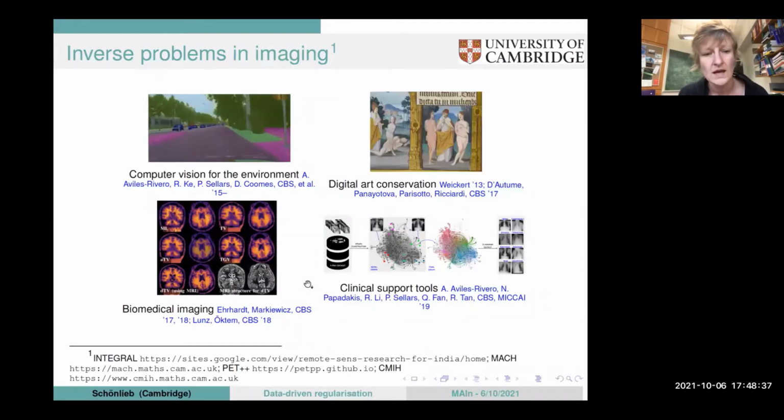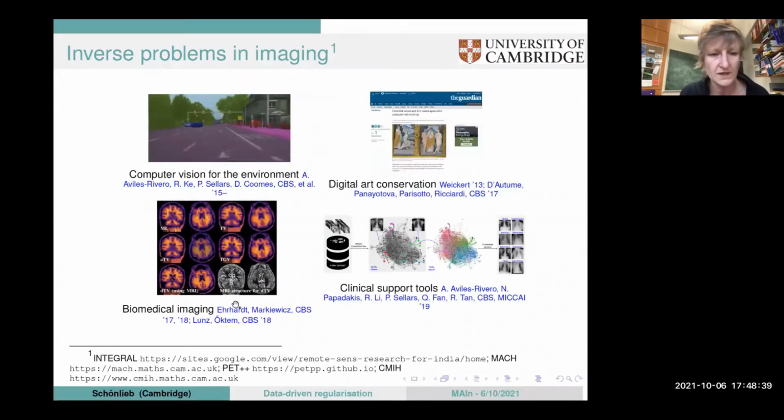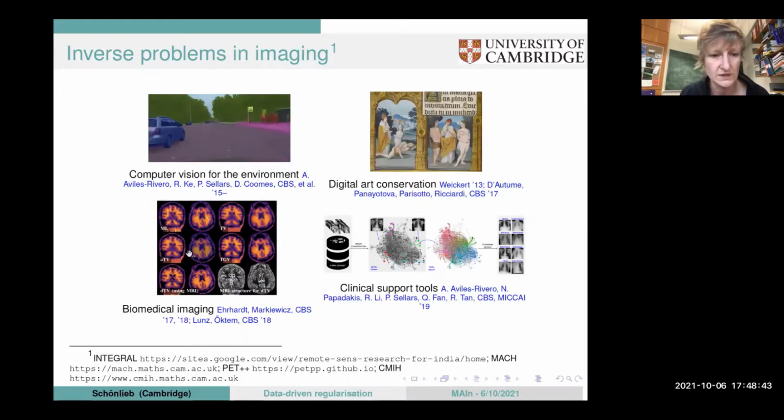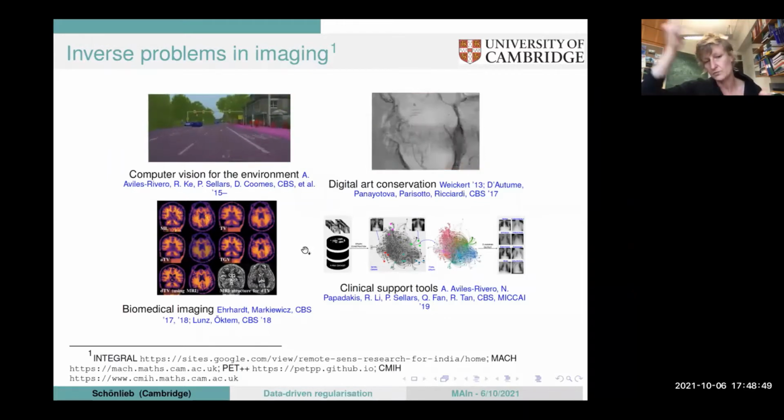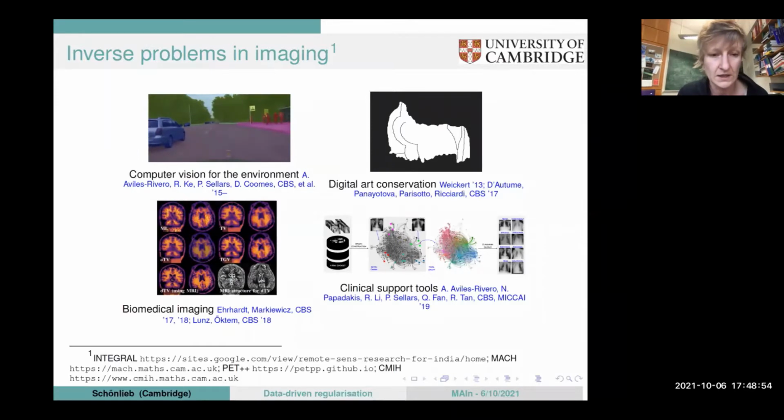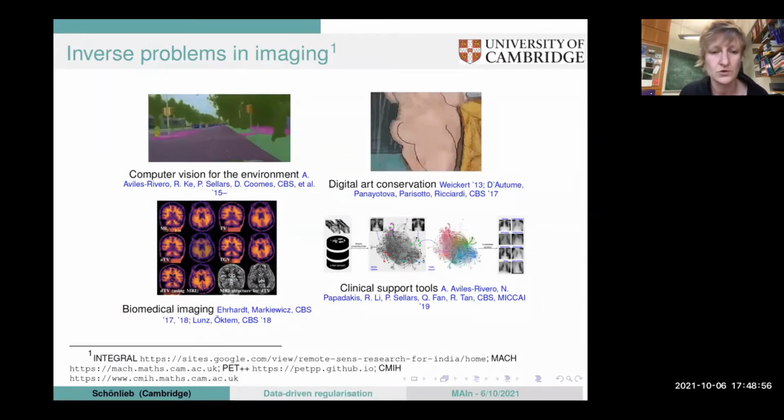Yeah. And then, of course, tomography appears in all kinds of forms. What you see here is positron emission tomography, where instead of X-rays, you have photons that are shooting from inside the body through a radioactive tracer that is injected.